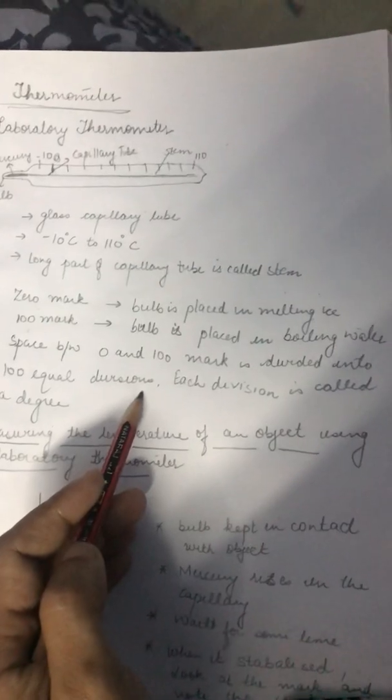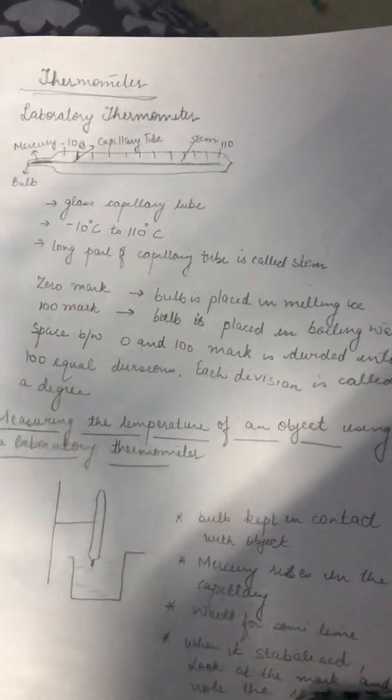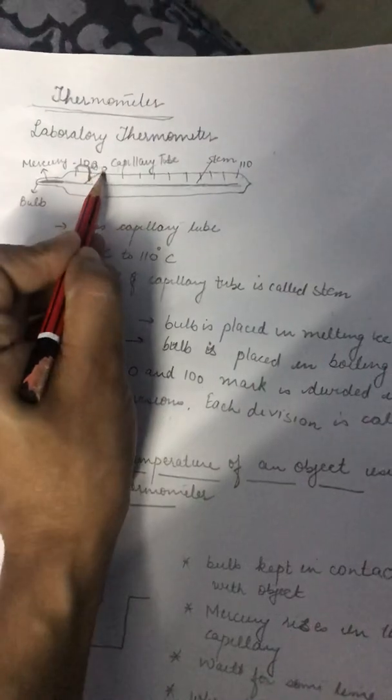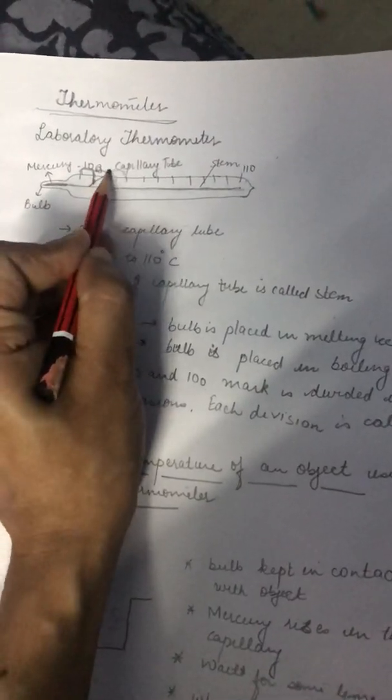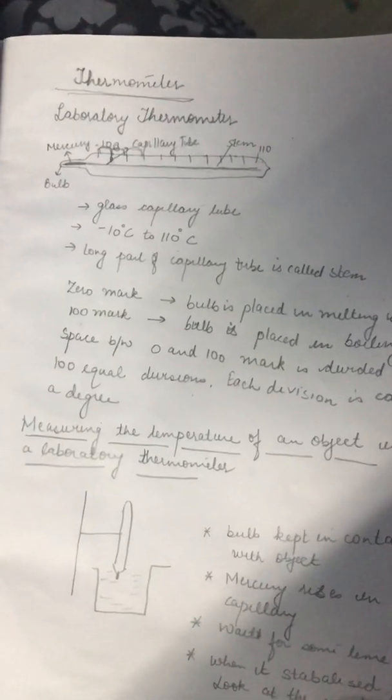Fine. So -10 to 0, 0 to 10, 10 to 20, 20 to 30, 30 to 40. So all these marked readings, the total divisions that we are having, how much? 100 divisions. Clear? So this is about the laboratory thermometer.